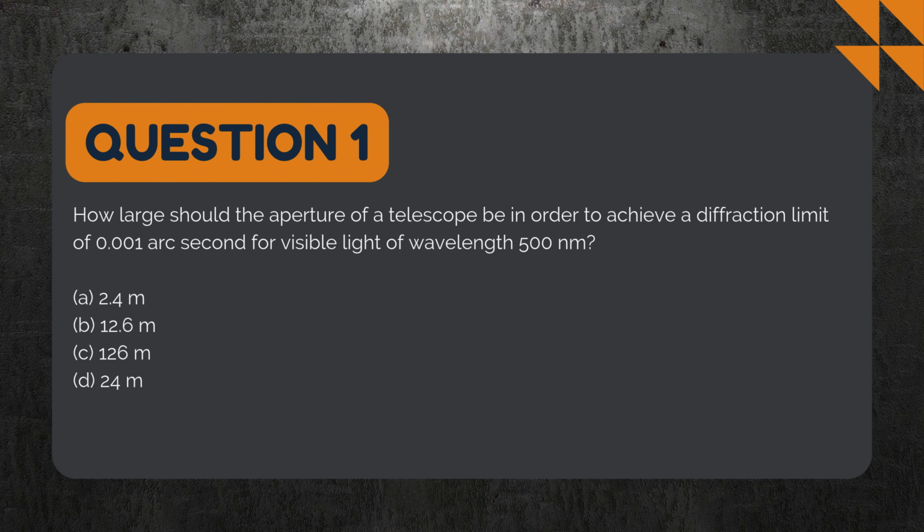Question 1. How large should the aperture of a telescope be in order to achieve a diffraction limit of 0.001 arc second for visible light of wavelength 500 nanometers? A. 2.4 meters. B. 12.6 meters. C. 126 meters. D. 24 meters. Pause the video and try to solve it on your own.